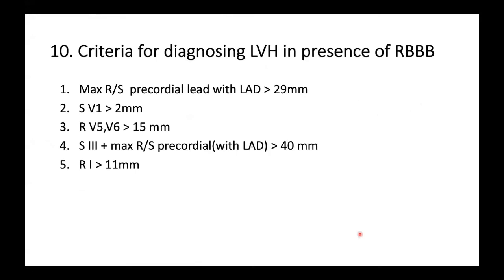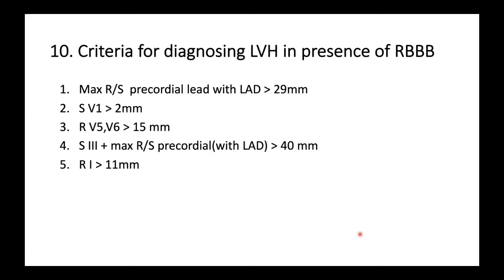Similarly, in the presence of RBBB, it is very difficult to diagnose LVH. However, some criteria are there, like the maximum R and S in precordial leads with left axis deviation. So in RBBB, if you get a left axis deviation, you should always suspect the presence of LVH, and the criteria should be met, like maximum R or S in precordial lead should be more than 25 mm.